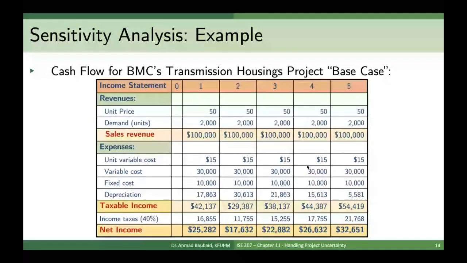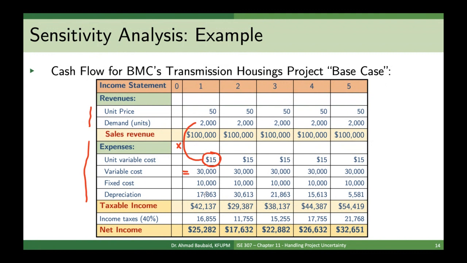Okay, so here's kind of a spreadsheet, right? This is kind of what we did. We have our revenues here, and then we have our expenses down here. And so this is what I'm talking about. The unit variable cost is the first row. And so you put down the per unit variable cost, which is 15. That's fine. Variable cost here is just 15 times the demand, right? And all of you did that, I think. At least most of the ones that I looked at did exactly that, and that's how you get the 30,000.